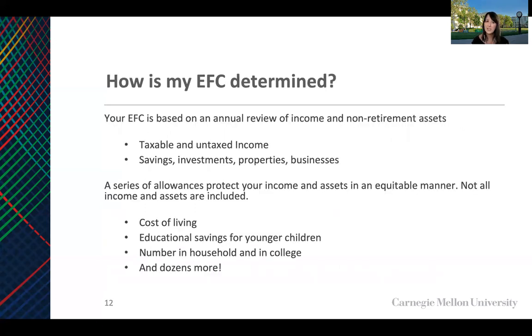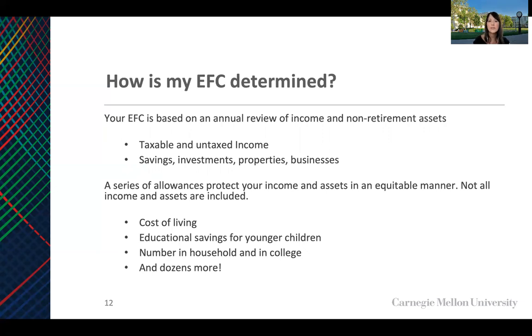How is the EFC determined? The EFC is based on an annual review. Like I mentioned when we started, you'll file the financial aid application every year, all 4 years. So it's based on an annual review of your family income and non-retirement assets. It's looking at both taxable and untaxable income. It also looks at savings, investments, properties, and businesses.